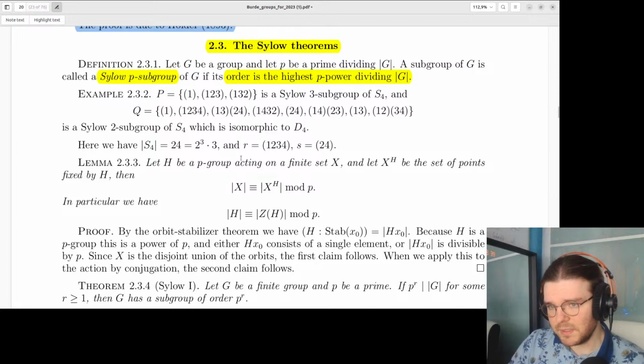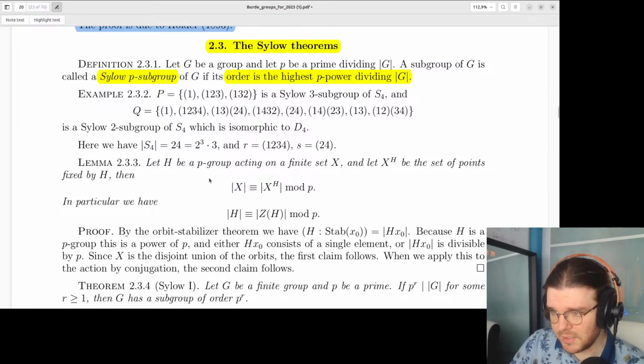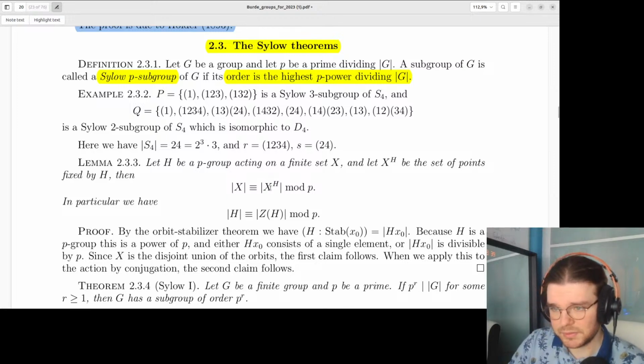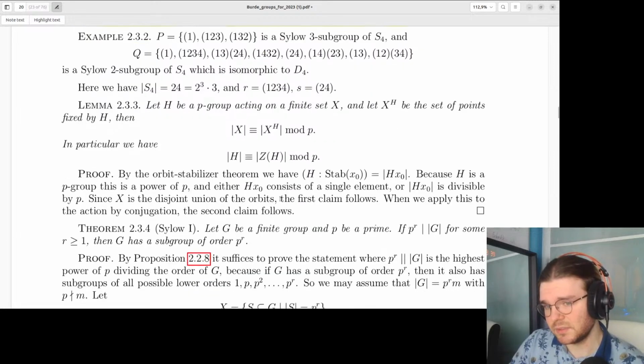Let H be a P group acting on a finite set X, and X^H be the set of points fixed by H. Then the size of X is congruent to the size of X^H mod P. In particular, we have H is congruent to the centralizer. Is it the center? Center, I think.